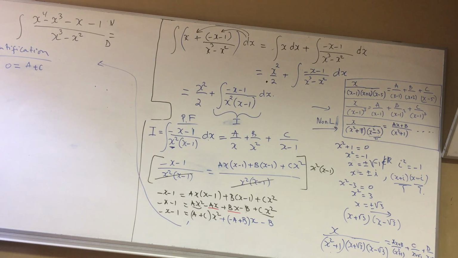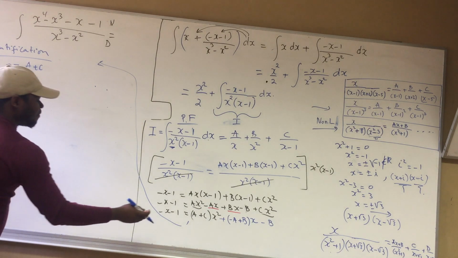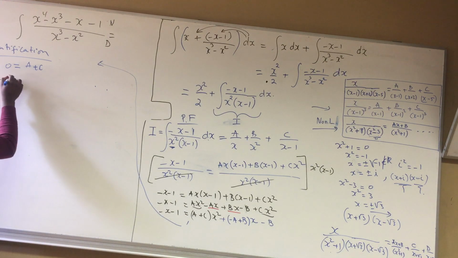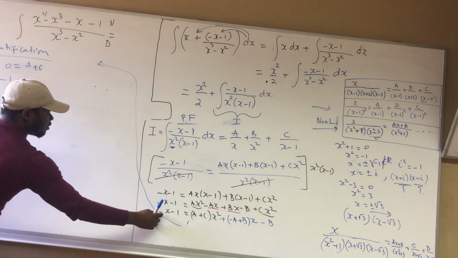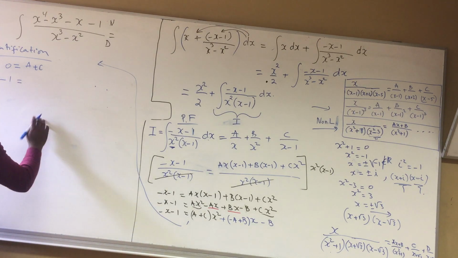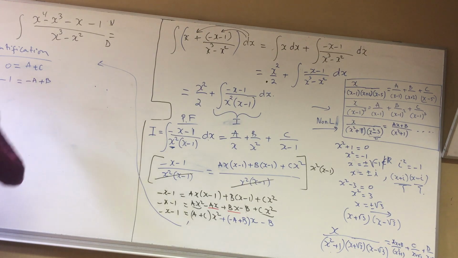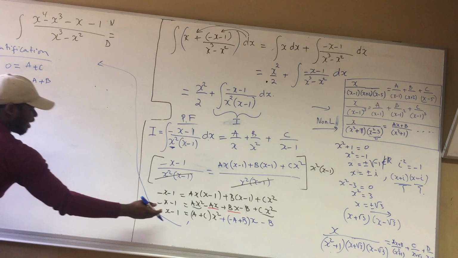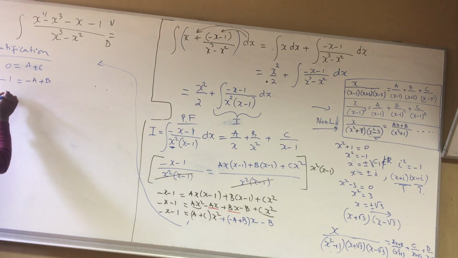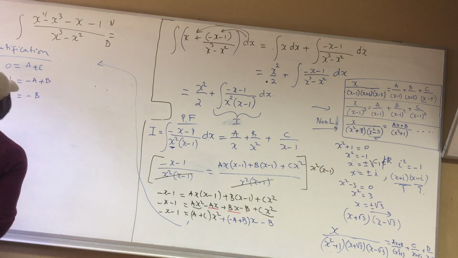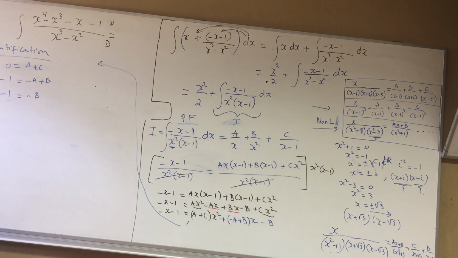Alright? Then the next step will be the term with x. On my left side, I have minus 1. And then on my right side, I have minus a plus b. And then the independent term, or the constant, on my left I have minus 1. And then on my right I have minus b.